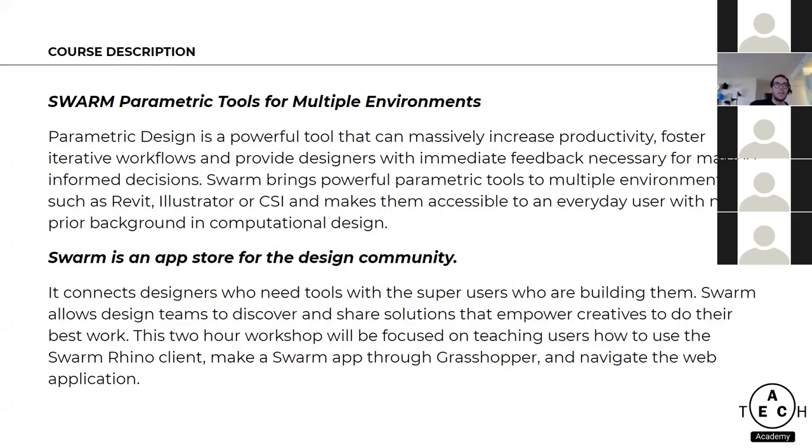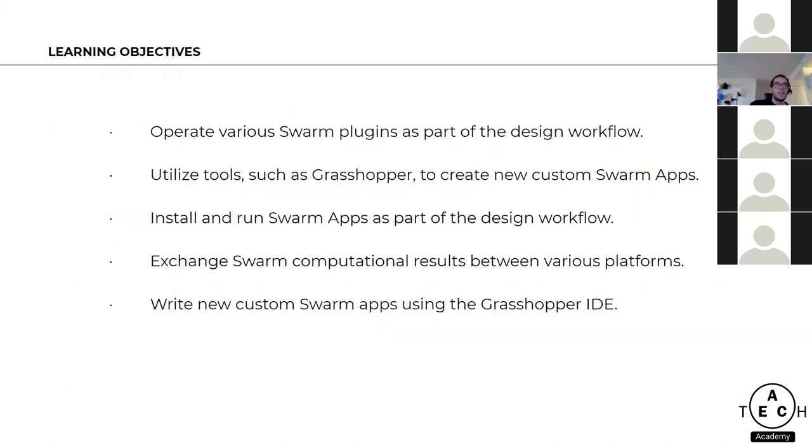Grasshopper is the primary tool for Swarm to create these Swarm apps, and you can learn how to create them. So once you have a Swarm app up and running, then we can eventually talk about cross-platform, right? So if you make a Swarm app in Rhino, you can use it in Revit and vice versa. And lastly, you should have an idea of how to use a Grasshopper canvas and a Grasshopper toolset to create custom Swarm apps for different things or even edit existing Swarm apps.